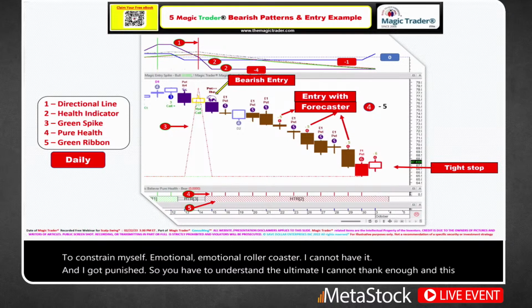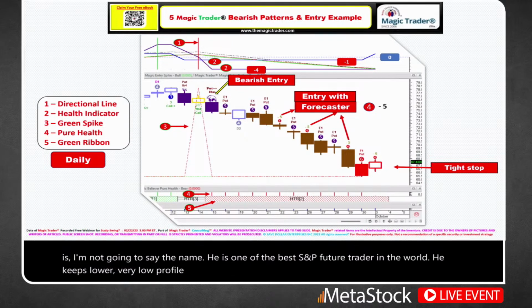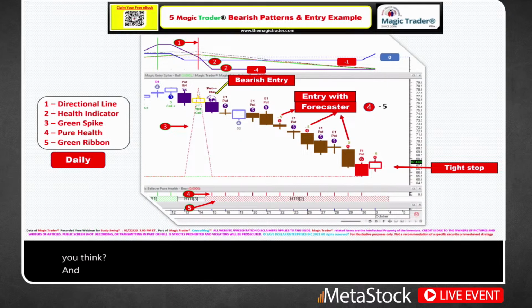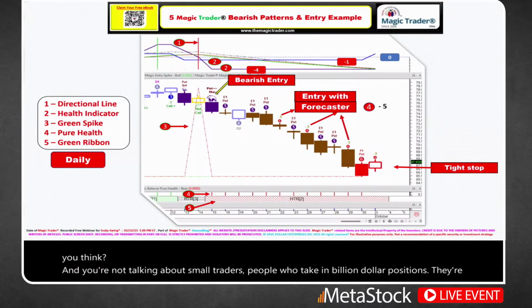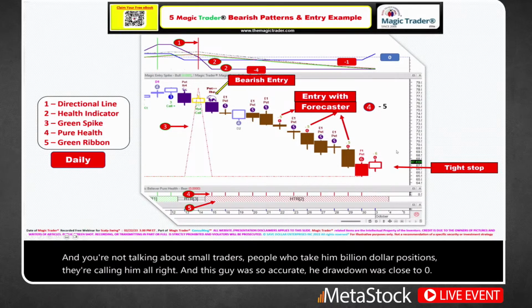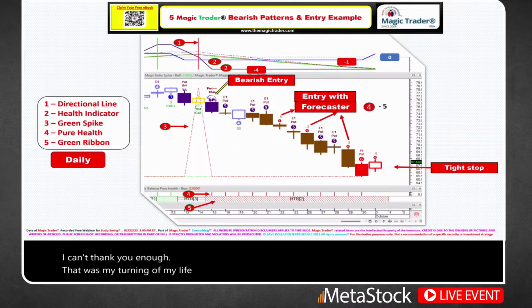And this guy, I'm not going to say the name, he is one of the best S&P futures traders in the world. He keeps a very low profile. And I have seen and witnessed people calling him for advice. What do you think? And you're not talking about small traders. People who take billion-dollar positions, they're calling him, all right? And this guy was so accurate, his drawdown was close to zero. And I can't thank him enough. That was the turning point of my life, my defining moment.